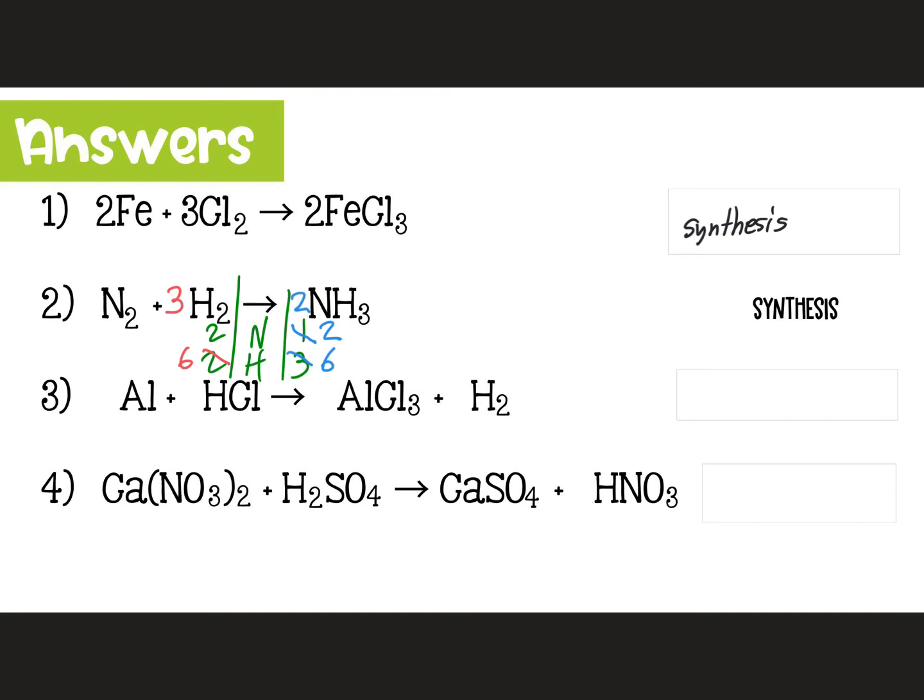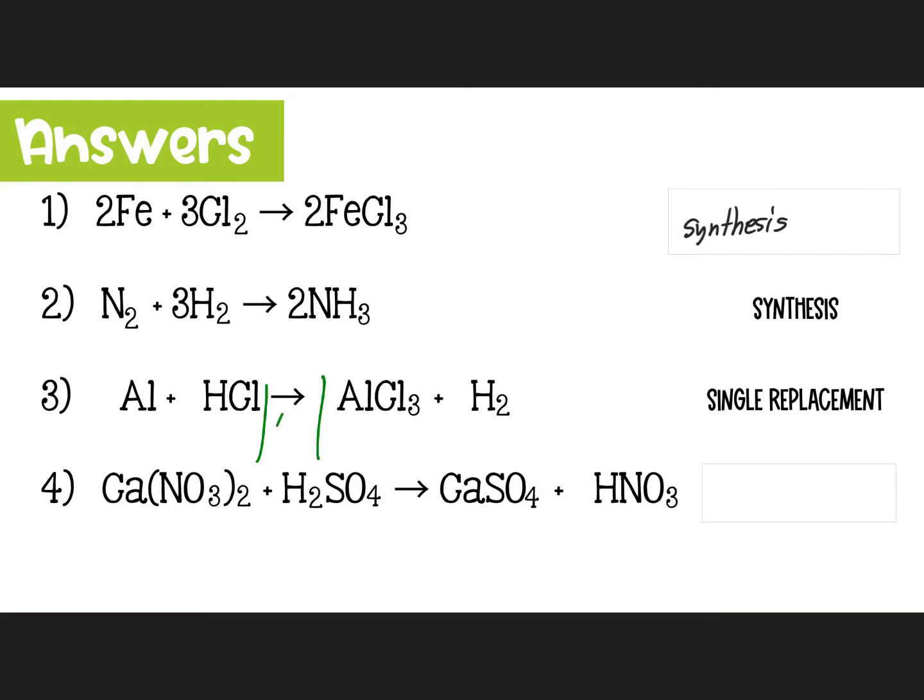In the third example, aluminum and hydrogen trade places to make a new compound, so this is a single replacement reaction. Once again, we look at both products and reactants to find the number of atoms of each element: aluminum, hydrogen, and chlorine. On the reactant side, we have 1 of each, and on the product side, we have 1 aluminum, 2 hydrogens, and 3 chlorines.